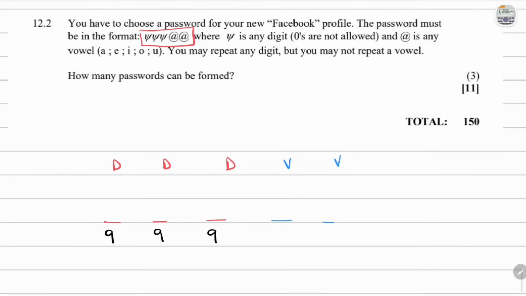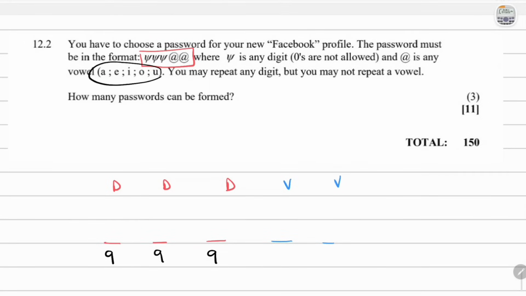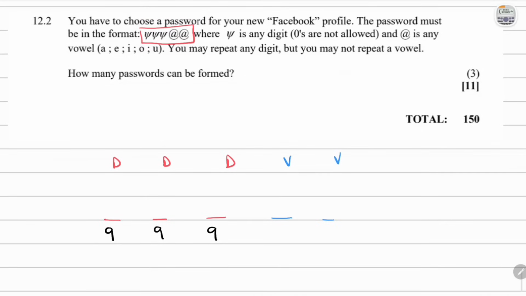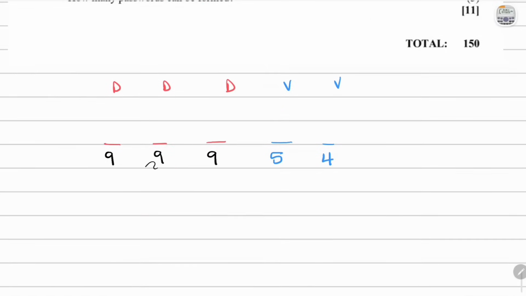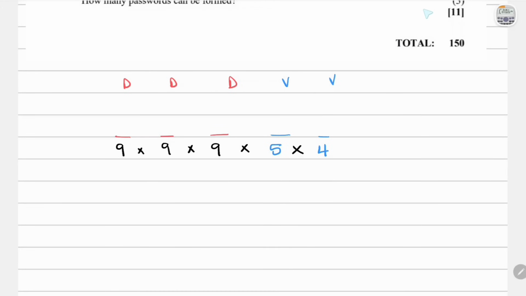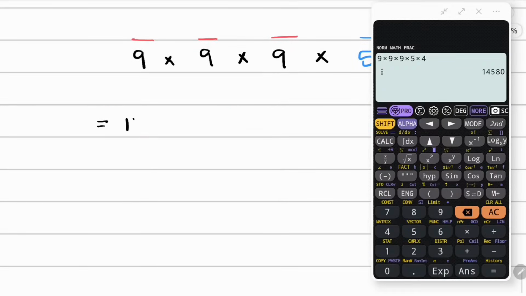Okay, in the first vowels character, you see that we are only allowed to use these letters. So in the first vowel, you can use 5 choices. But after 1 has been placed down, you only have 4 options left, okay? Because you're not allowed to repeat in this case. So that is what it's going to be. 9 times 9 times 9 times 5 times 4. And let's see what that gives us. Okay, so the total passwords we can form with these instructions is 14,580 passwords. And that is our answer.